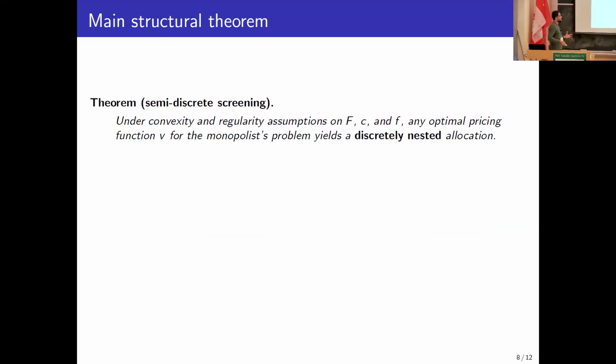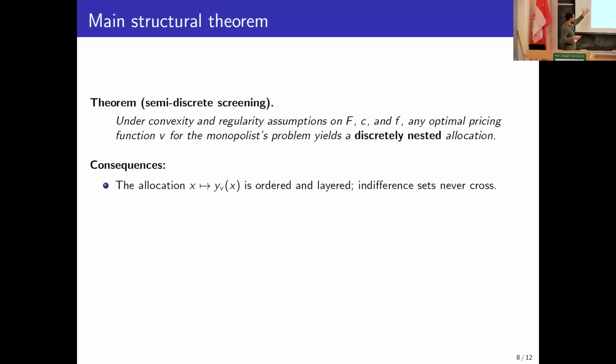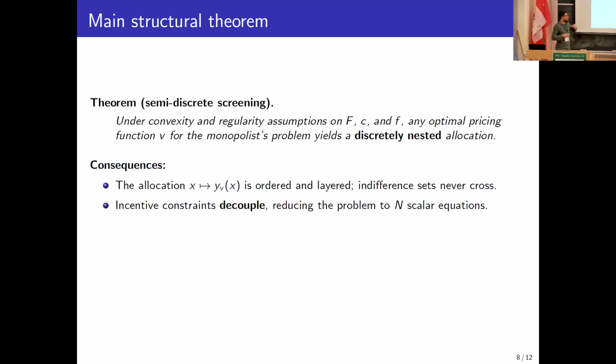So under some technical but necessary convexity and regularity assumptions, any optimal pricing function V for the monopolist problem is going to be discretely nested when y is discrete. That will give us that the allocation of y under V is going to be ordered and the boundaries won't intersect. And the incentive constraints decouple.